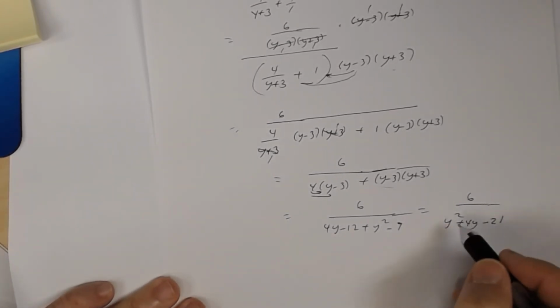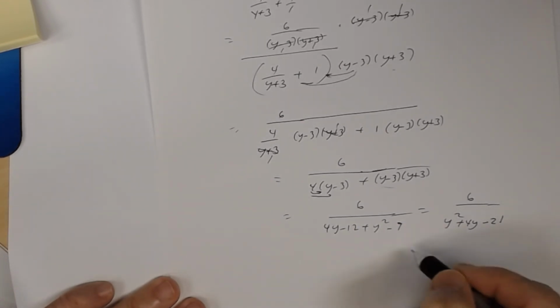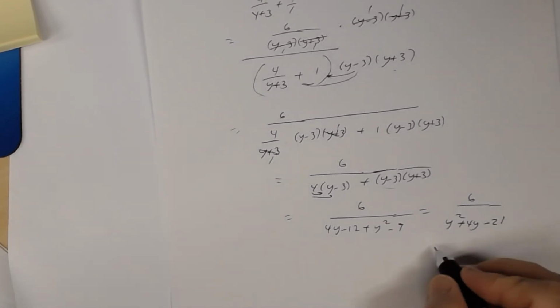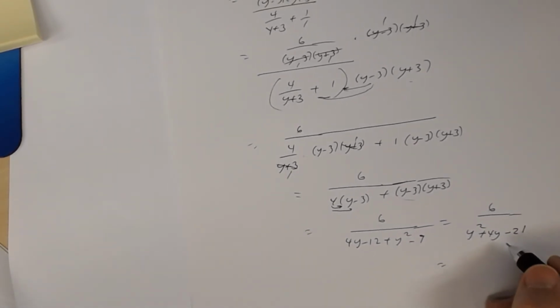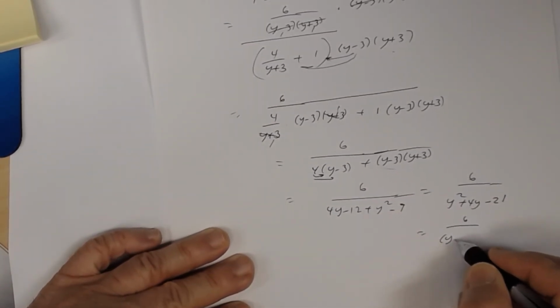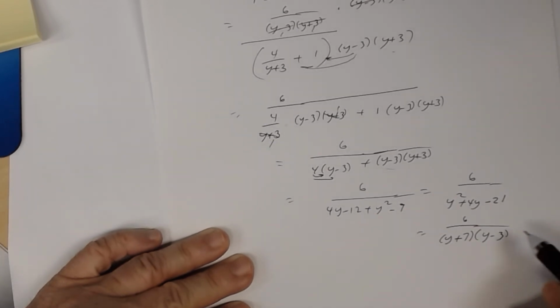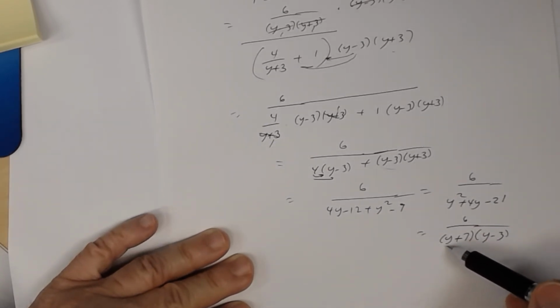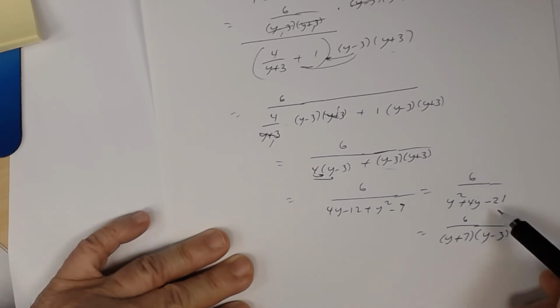Now if I factor the denominator, that's really not going to help because, look, that's really your answer. But if I factor the denominator, I'm going to get 6 divided by y plus 7, y minus 3. And let me make sure that's correct. Y times y is y squared. The outer is a negative 3y, the inner is a positive 7y, you get 4y, and then 7 times negative 3 is negative 21.